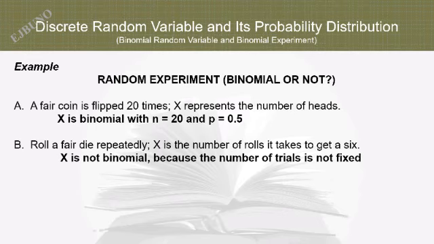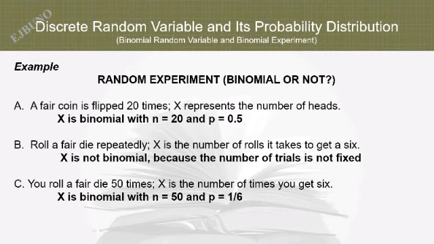And then for the last one, you roll a pair of dice 50 times. X is the number of times you get 6. So this one, on the other hand, is a binomial. X is binomial with n equal to 50 and p equal to 1/6.